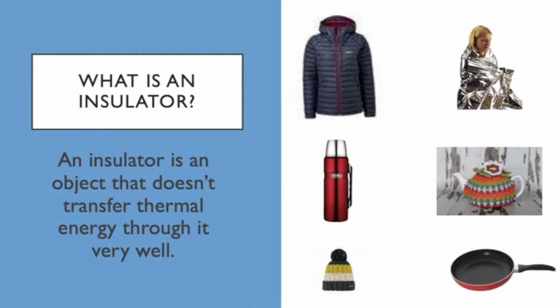So I've got a down jacket here. Now a down jacket is filled with feathers, and those feathers can be squashed together, but they've got lots of air in between them, and that's why they can be squashed together. So there's lots of air inside a down jacket. Now a down jacket keeps us from getting cold because there's lots of air. It doesn't conduct heat through it very well, and so it keeps us warm.